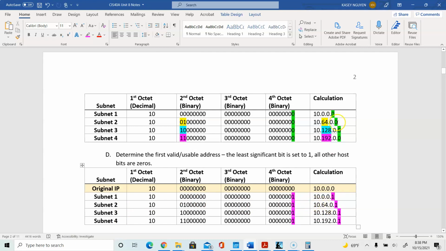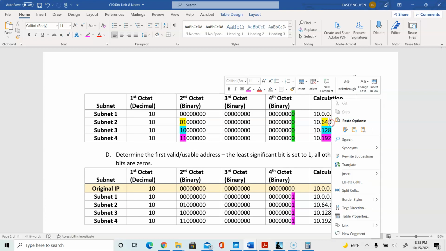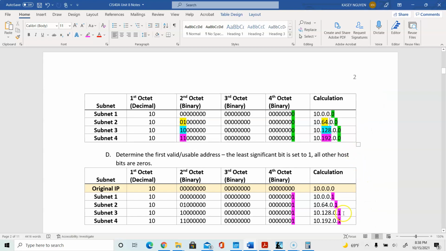The second subnet starts at 10.64.0.1. As you see, that would be its network address there. And then the third subnet would start at 10.128.0.1, and the last subnet would be 10.192.0.1. So we simply can change the least significant bit, the most right-hand side bit, to 1, whereas for the network address, we would make sure that the right-hand side bit is going to be 0.